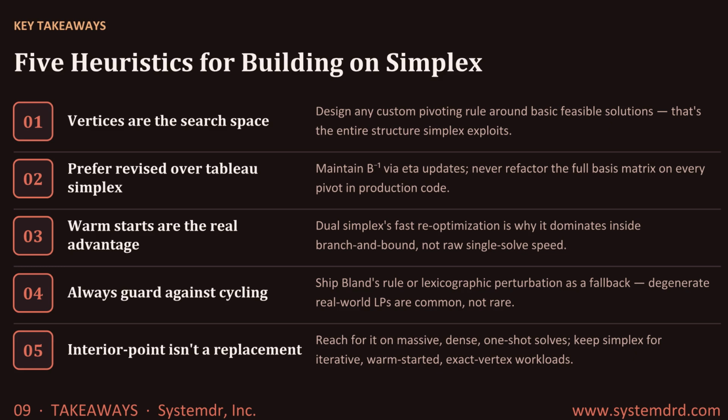3. Warm starts are the real advantage. Dual Simplex's fast reoptimization, not raw single-solve speed, is what makes it dominant inside branch and bound. 4. Always guard against cycling. Ship Bland's rule or lexicographic perturbation as a fallback, because degenerate real-world LPs are common, not rare. And 5. Interior point isn't a replacement for Simplex, it's a complement. Reach for it on massive, dense, one-shot solves and keep Simplex for iterative, warm-started, exact vertex workloads.